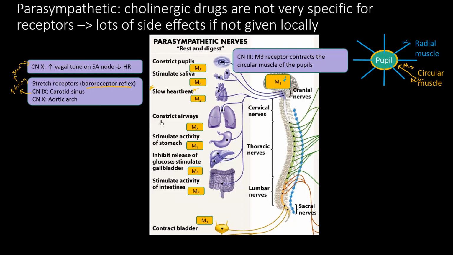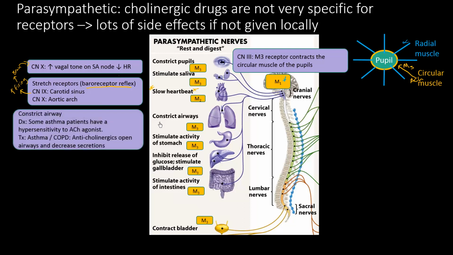The next part here is constricting the airways. Some patients with asthma have a hypersensitivity to an acetylcholine agonist. This is a great way to help diagnose asthma patients, especially with children. So we call it the hypersensitivity test. We have them inhale an acetylcholine agonist. If they start wheezing and have changes in their respiratory function, that might show they have asthma.